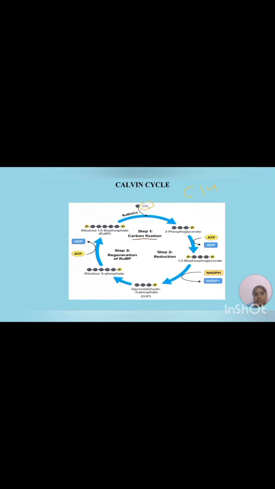Another name for the Calvin cycle is the C3 cycle. Here there are only three steps involved. The first one is carbon fixation, the second one is reduction, and the third one is regeneration of ribulose bisphosphate.